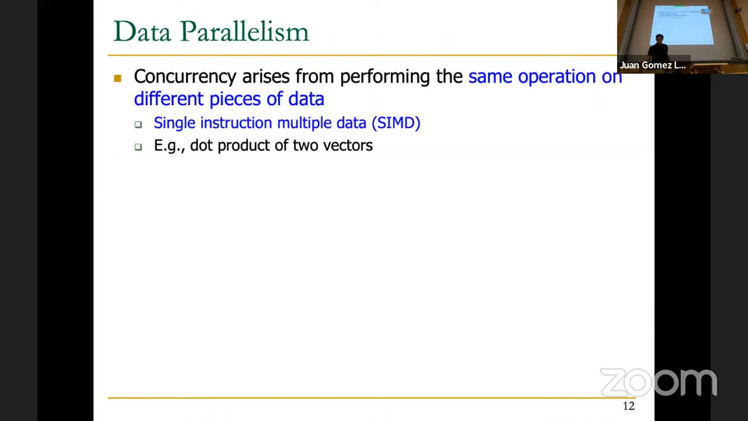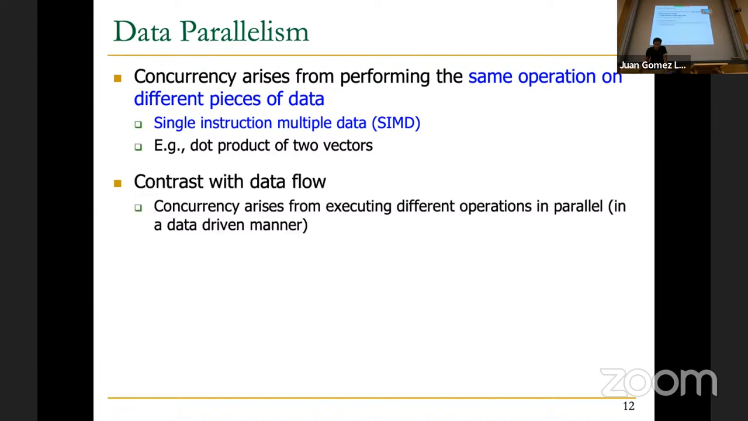Data parallelism. In data parallelism, as I mentioned before, concurrency arises from performing the same operation on different pieces of data. So that's why we call it single instruction, multiple data. Dot product of two vectors is one possible example. Observe that this contrasts with data flow. In data flow, we extract the concurrency from performing different operations in parallel, right, in a data-driven manner.